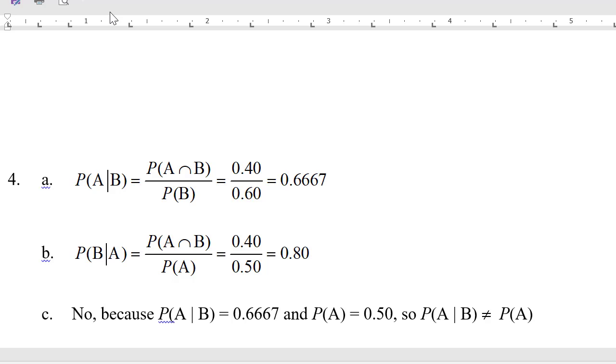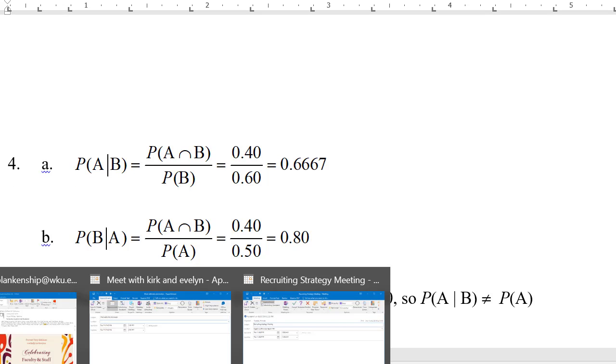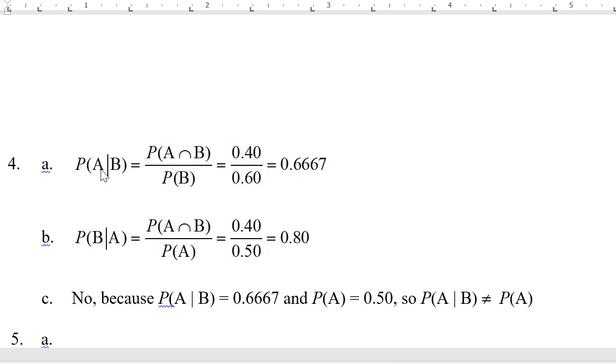So what I've got on the screen here is problem number 4, and you probably already have the answers to this, but this is what I was looking for. You were asked to find the probability of A given B, and if we look at the chapter, the solution is the probability of A intersection B divided by the probability of B, and that gives you 0.667. You're given that information, so you just need to plug in the numbers and calculate it.